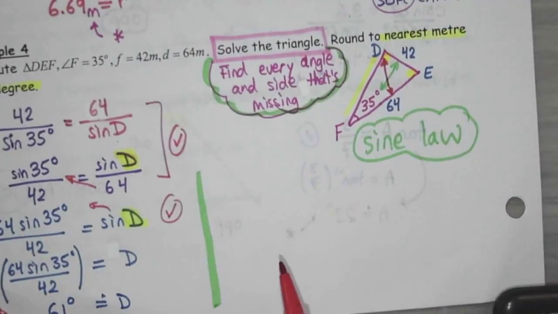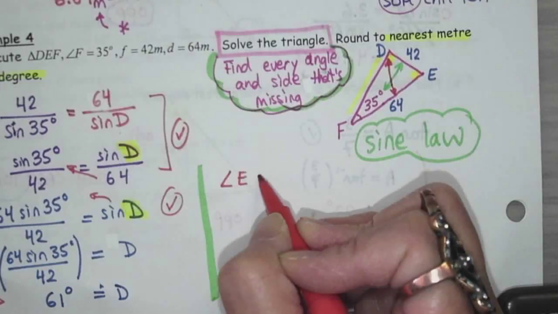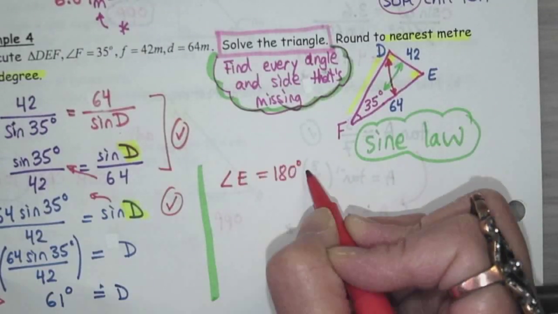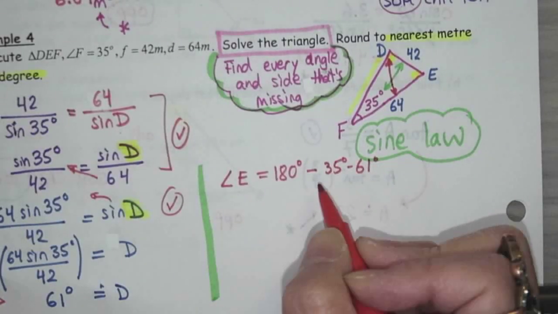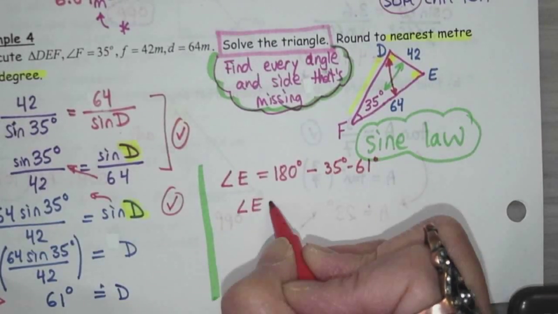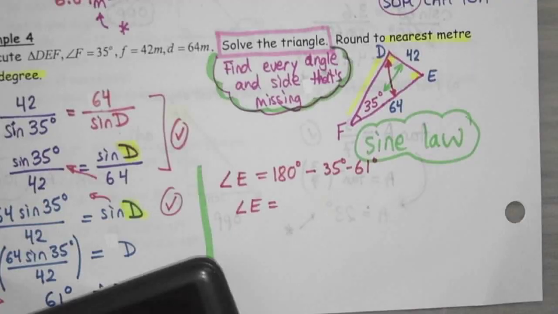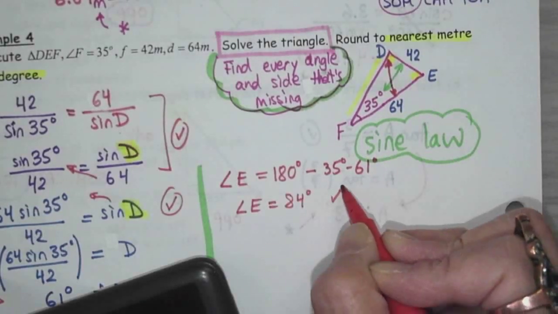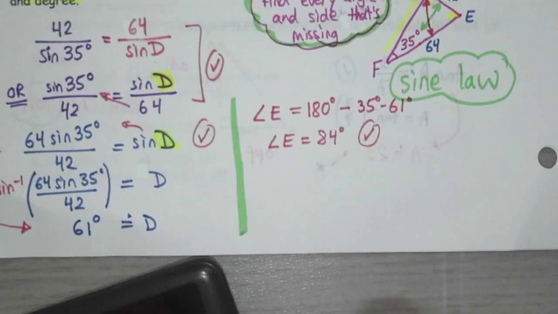Based on the fact that I just found that this is 61, I can find angle E. So angle E will be 180 minus 35 minus 61. Do I need to see this? No. If you want to type that right into your calculator, 84. So I'd mark this. You don't need to show the subtraction step, it's either right or wrong. I just need to see the 84.